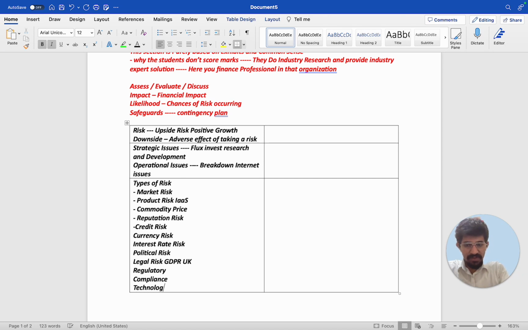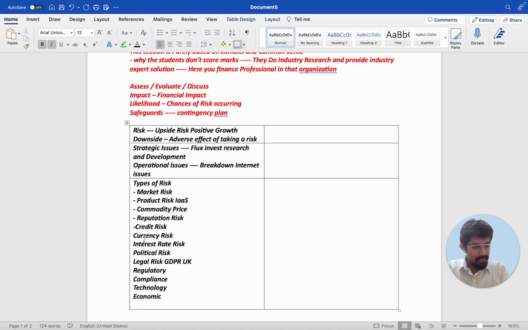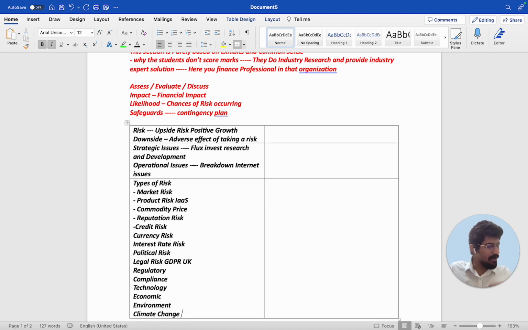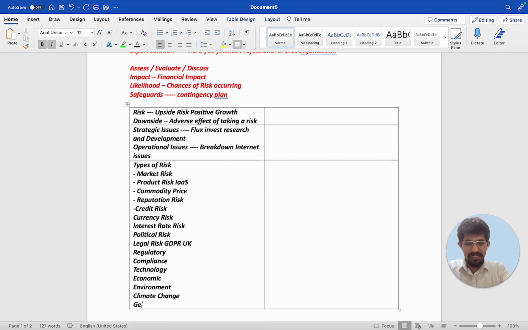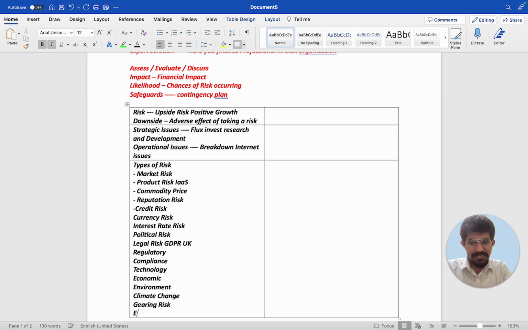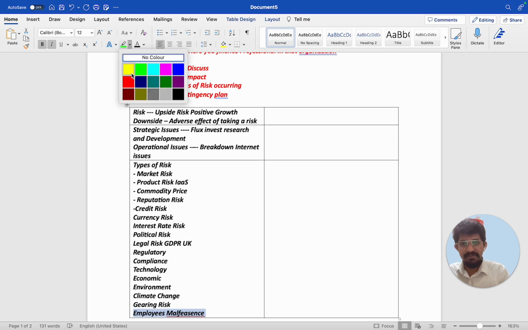Technological risk we are effectively facing, no students. Then we have the economic risk also, one more thing. Then we have the environmental risk also. Then climate change. Now at the moment, these are going beyond what we are thinking. So just keep that in mind. Financial risk or gearing risk is there. We don't know anything at the moment. So just keep this in mind. And then employee malfeasance, students. That is employee stealing data, employee malfeasance. Anyway, just have an idea about all these functions so that your quality will be better.